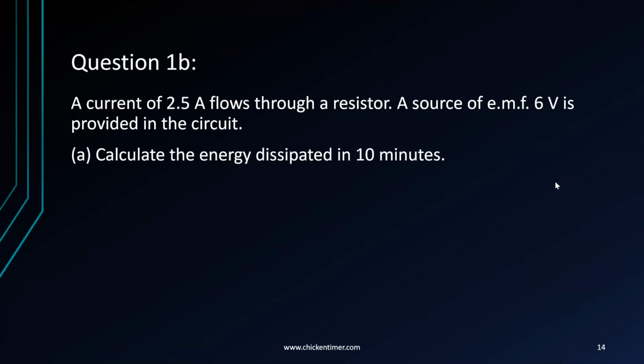Then the second part again, this is given. So I is 2.5, V is 6, then time is 10 minutes, then we are supposed to find energy. So then I will go to my list of formulas again and look for a suitable one. Just now we have this one. So what should we do next? Since we calculated the power already, you can use power times time.